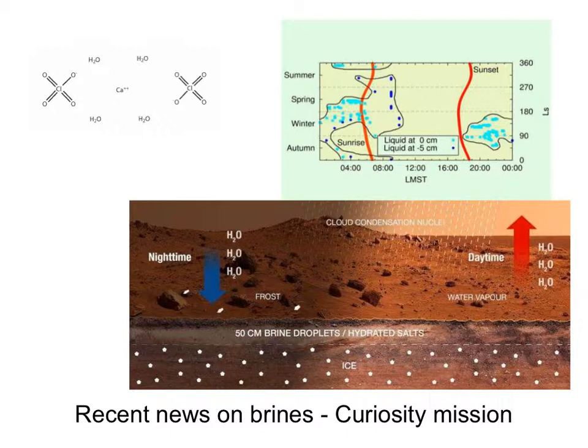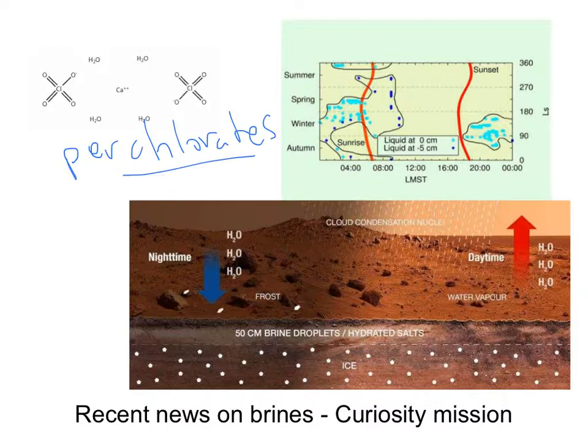And Curiosity recently made some news with some investigations it did on the ability of soils in the area that it is investigating to create these kinds of brines. The soils have a lot of salts in them, in particular these perchlorates that we'll come back to time and time again. And the presence of these salts could actually provide an environment where liquid water could be stable just right underneath the surface of the planet.